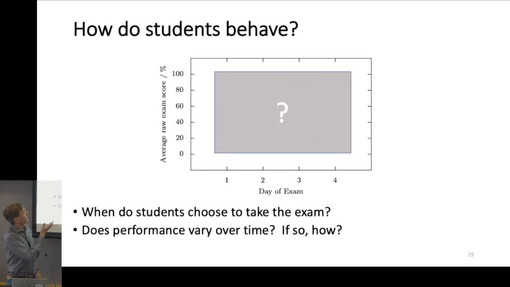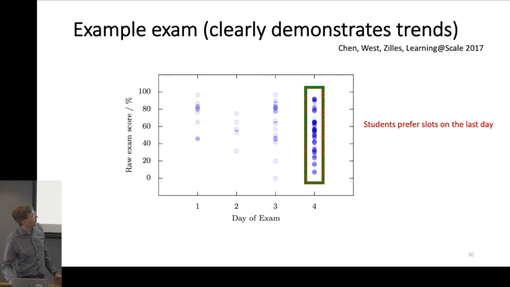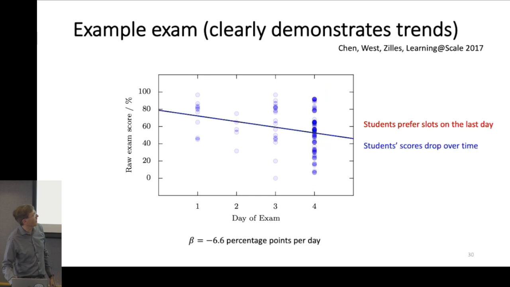The first thing to talk about is how do the students behave when we say, hey, you can take the exam at any time. What we see is a couple of things. One is that students are highly biased to take it as late as possible. We see students prefer the last day, and they typically prefer the last hour of the last day. The number of reservations grows till we are at full capacity at the end of the day. So students prefer the last slots on the last day.